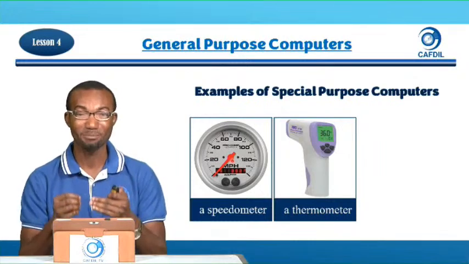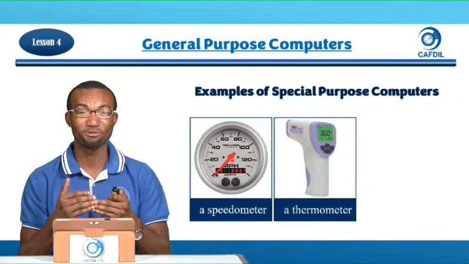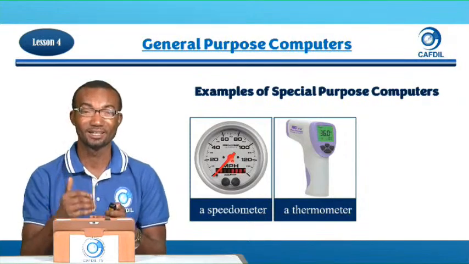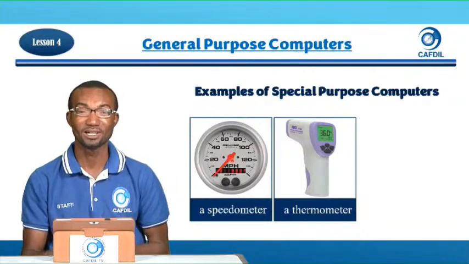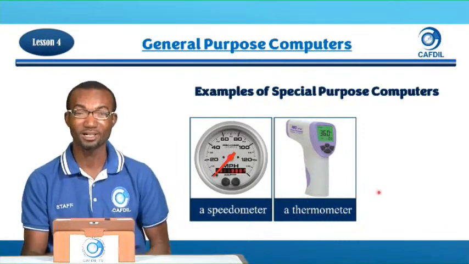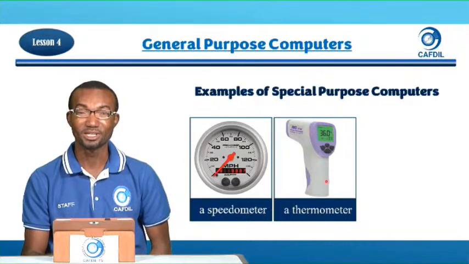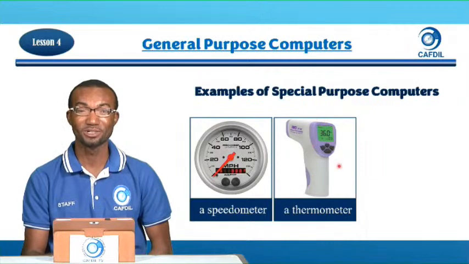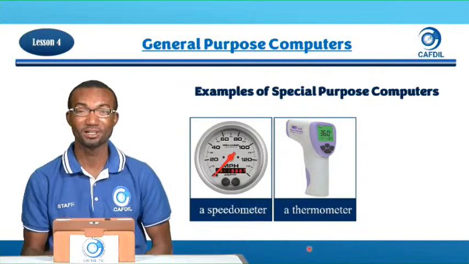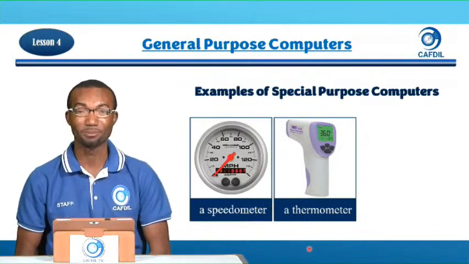So a special purpose computer is used to perform a specific task, and an example is the thermometer that we see here. We can only use this to measure temperature of an object. This thermometer gun became part of us during the COVID. Anytime you want to enter any establishment, they will check your temperature with this thermometer gun. So apart from using it to check temperature, you cannot use it for any other purpose.